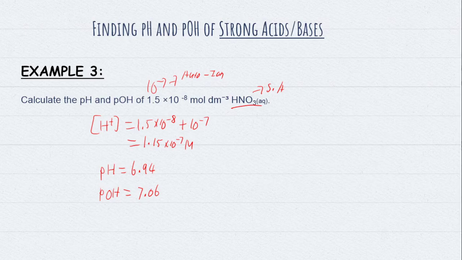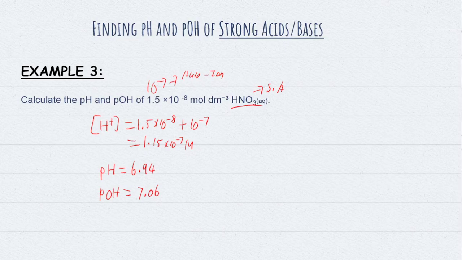So that is the end of the first level, and we'll soon be moving on to the second level, where we find the pH and pOH not of strong acids, but of weak acids and bases as well. But well done to us, we've cleared the first level, we are making good progress.